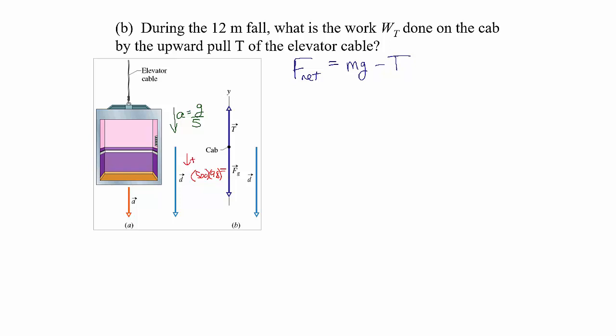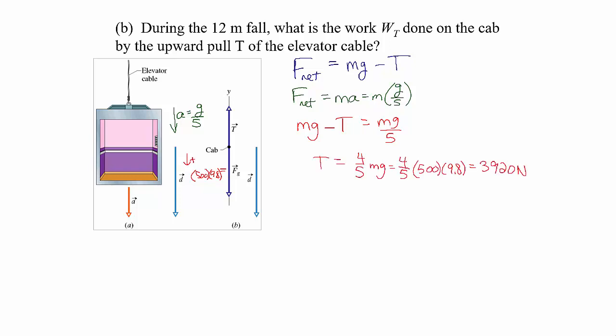Net force, by Newton's second law, is also mass times acceleration. So it's the mass times the acceleration of g over 5. Again, we're calling down, the direction of the acceleration, positive. So putting those two together, I can solve for the tension. mg minus the tension has to equal m times g over 5. And so the tension has to equal 4/5 mg, or 4/5 of 500 kilograms times 9.8 meters per second squared, or 3,920 newtons.